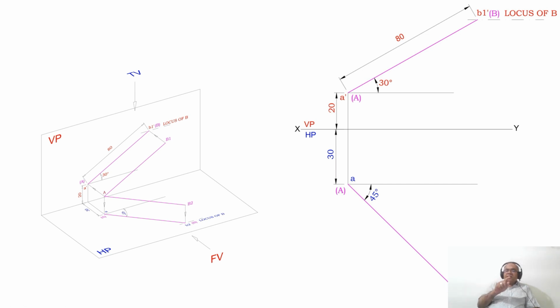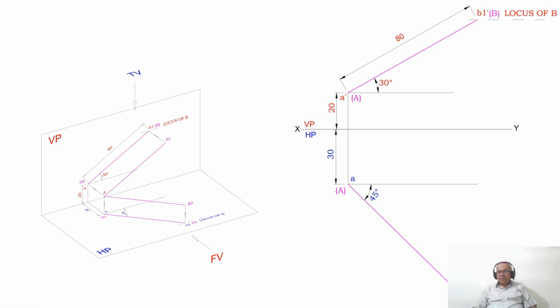Where exactly you have to take 30 degree and where exactly you have to take 45 degree? That is the next part of the question. So 30 degree is inclined to HP, so where you can see that inclination is seen. Since the inclination is given with respect to HP, the image will be on VP. So therefore, in the vertical plane, you take 30 degrees. Similarly, the inclination given with respect to VP, you can see in HP. So from A, you measure 45 degree and draw an inclined line.